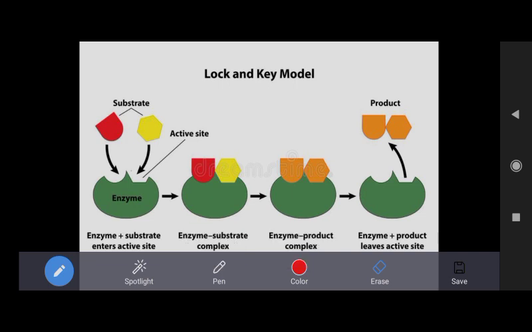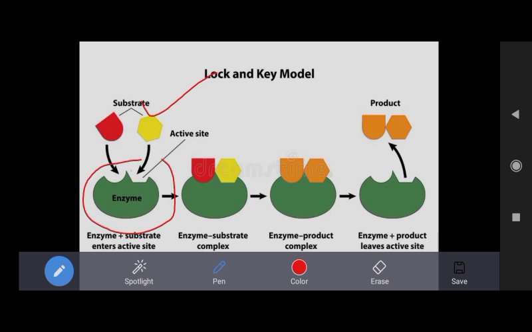See, first we should say all locks do not open by a common key. There is a structural peculiarity or structural importance in the lock by which only a particular key will open the particular lock. Similar thing happens with the enzyme too. In enzyme, there is a substrate binding site which is called the active site. Now the active site is the site where the substrate binds. This is the image of an enzyme. It has the active site where the substrate binds.